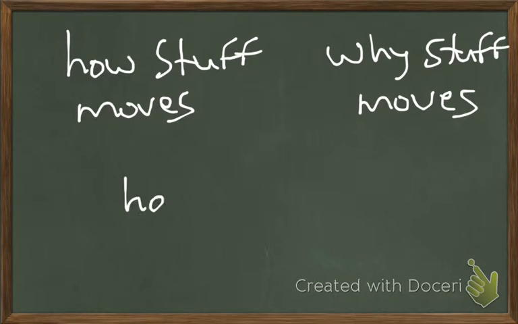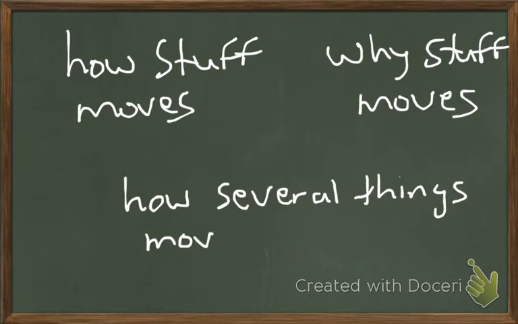Well, now what we're going to do is talk about how stuff moves, again, but we're going to be able to describe more than one thing interacting at the same time. So if things bounce apart at different velocities, we can actually handle that and know what to do.